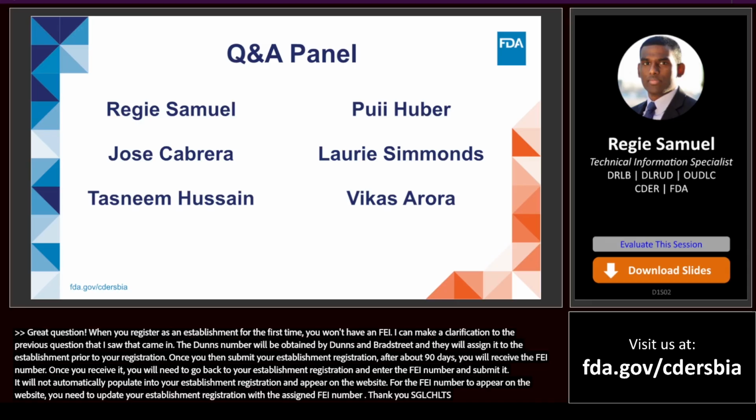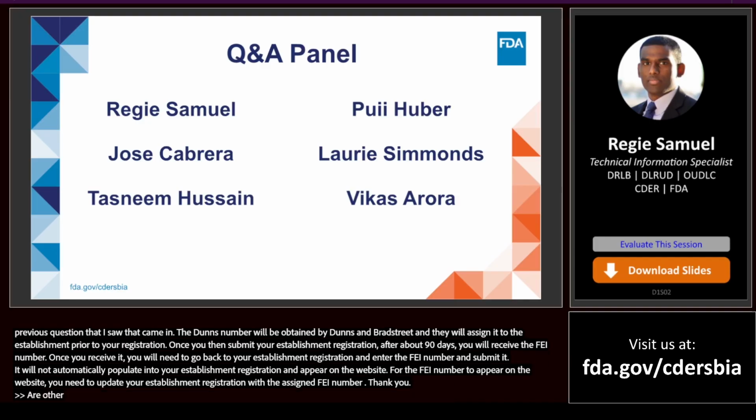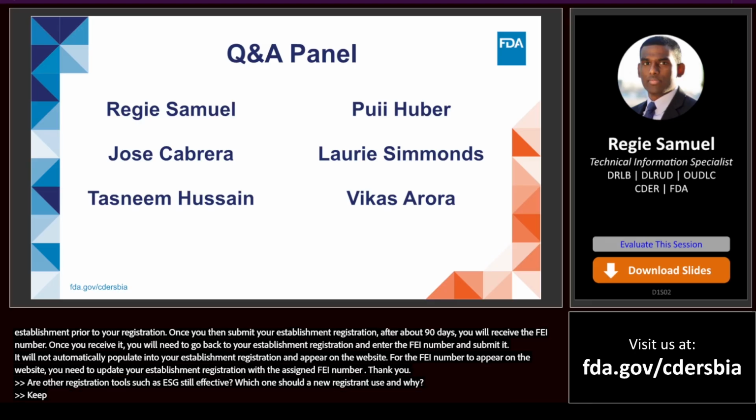Thanks again. Another question for you. Are other establishment registration tools such as ESG still effective? Which one should a new registrant use and why? Keep in mind that CDER Direct is just another avenue for you to be able to easily submit SPL documents to CDER.